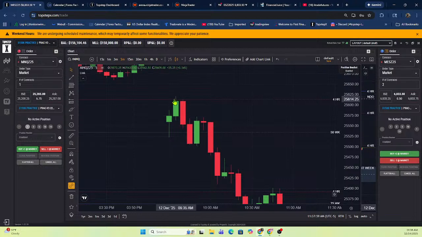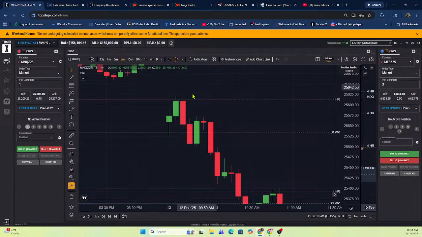So we went up, came down, made a lower low, pushed up and took this liquidity, and then this one's a little lower than that one. So that is a lower high. And then we pulled away with a fair value gap on the 5 minute chart.